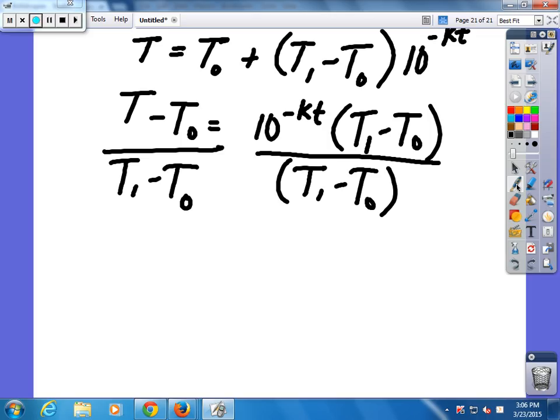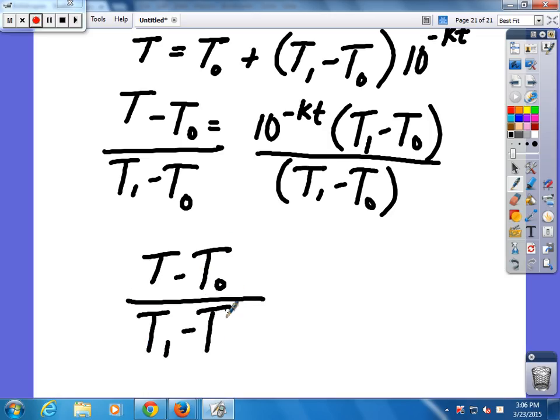So now we've got T minus T sub 0 over T sub 1 minus T sub 0, and that's equal to 10 to the negative kt power. Now what? What is the log that you would use here? Because you know you're going to take the log of both sides.